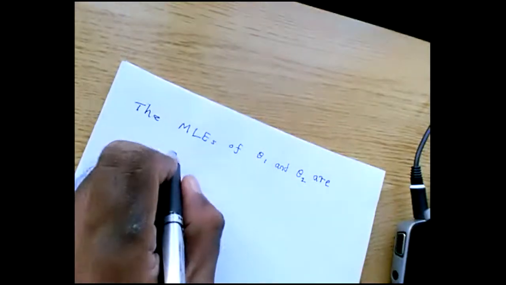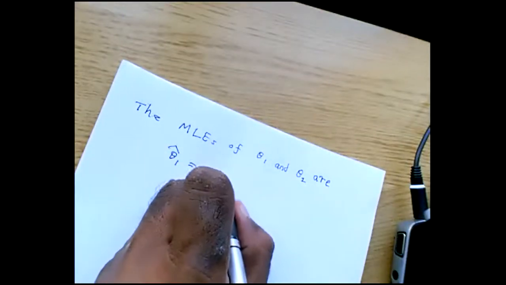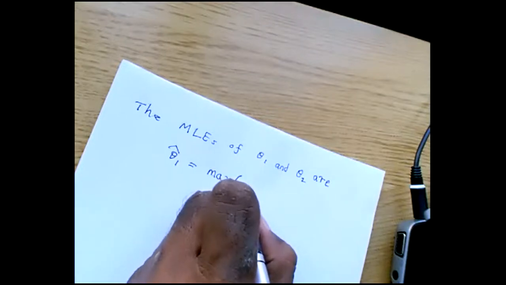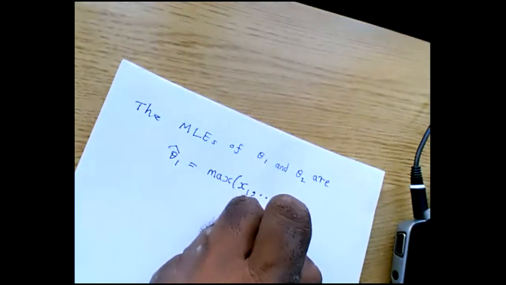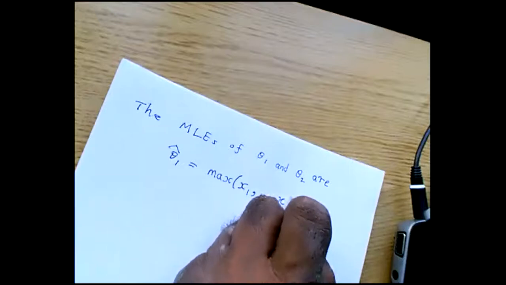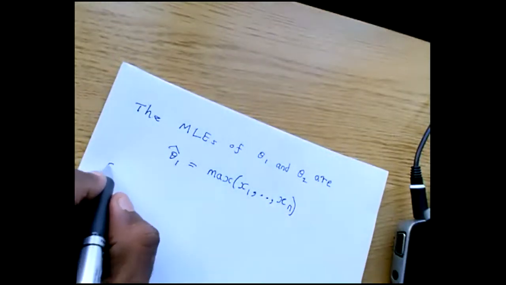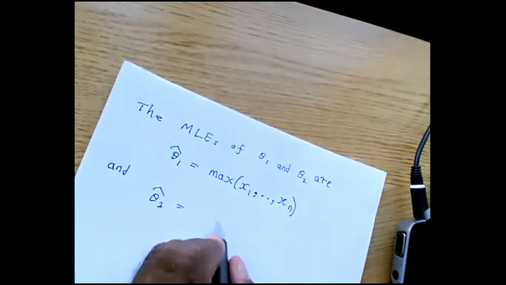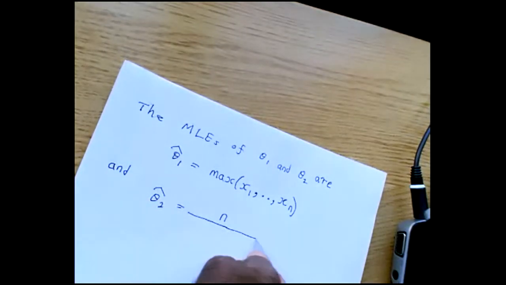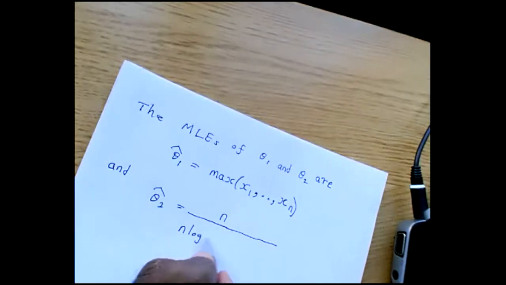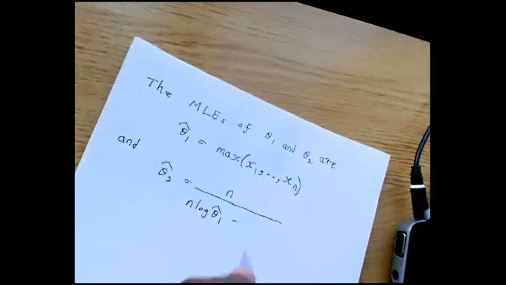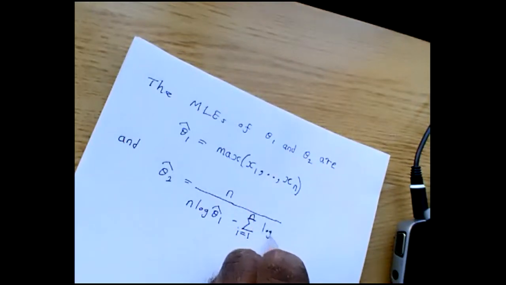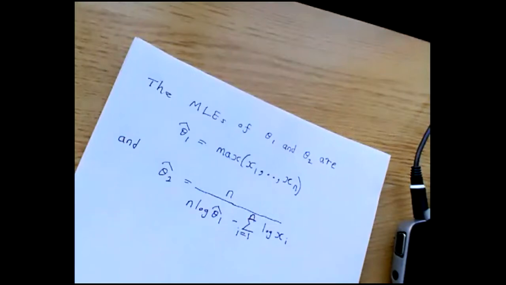For theta 1, you get the maximum of x1 to xn. And for theta 2, you will get n divided by n log of theta 1 minus the sum of log of xi. So this is what you will get for the MLEs of theta 1 and theta 2.